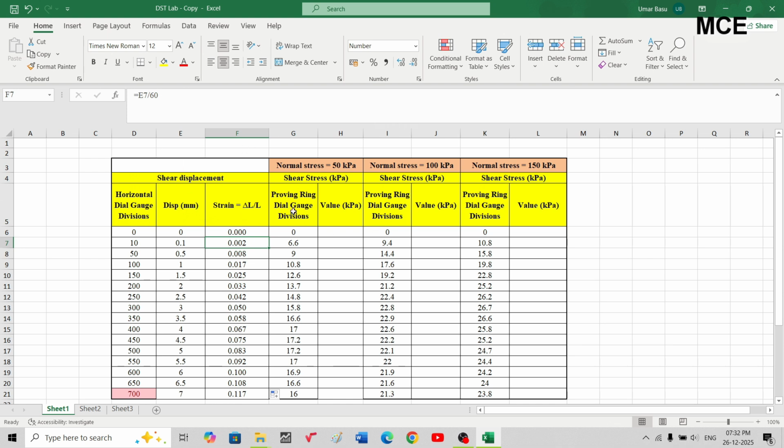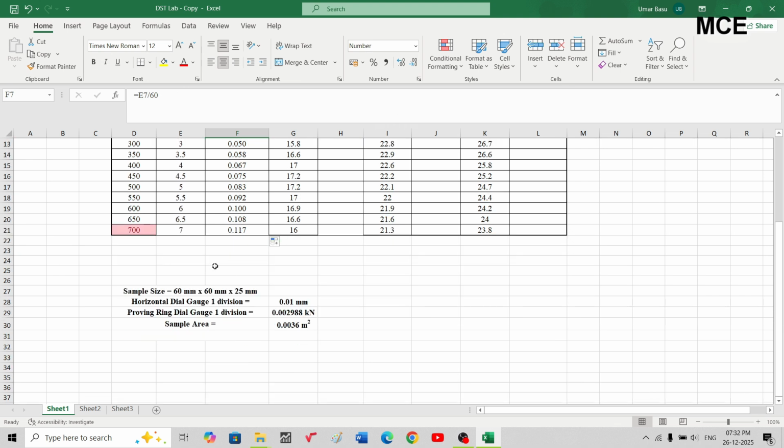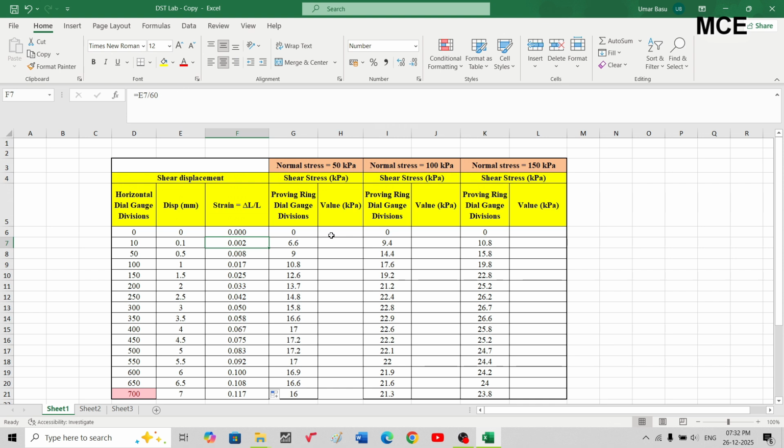After that, we have to convert the proving ring dial gauge divisions into kilonewton and then into kilopascal, that is the shear stress. For my DST machine, the proving ring calibration factor, for one division, is equal to 0.002988 kilonewton. So simply you have to multiply the cell with 0.002988. This will convert the proving ring dial gauge divisions into force.